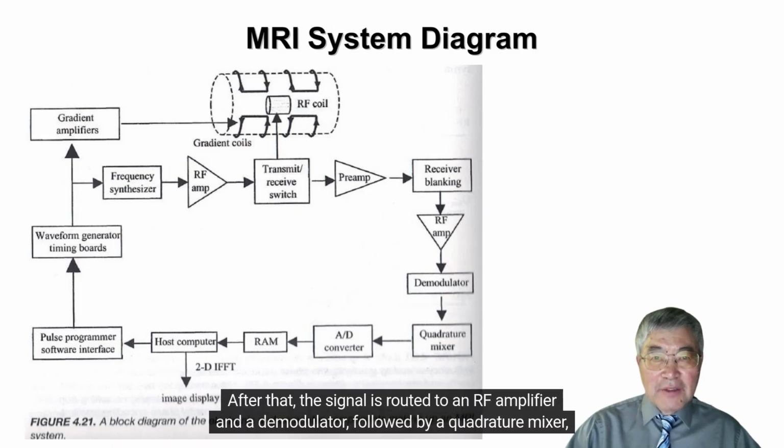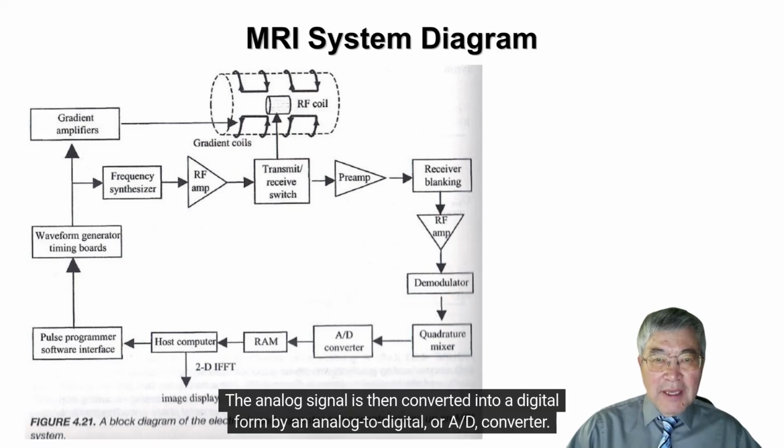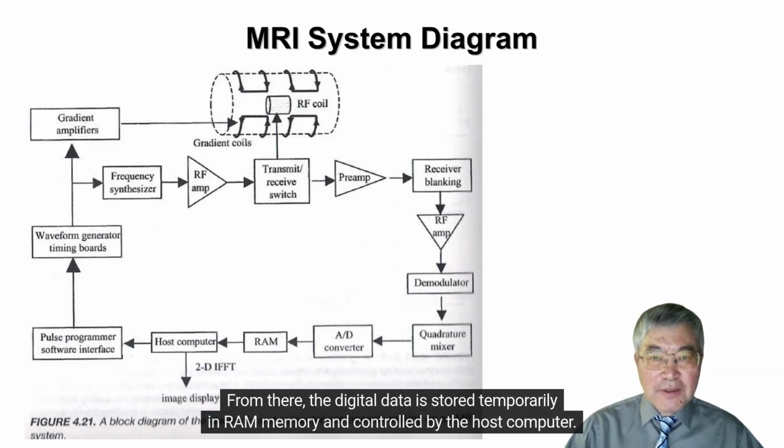After that, the signal is routed to an RF amplifier and a demodulator, followed by a quadrature mixer, which separates the signal into its real and imaginary components. These components represent the complex valued MRI signal. The analog signal is then converted into a digital form by an analog to digital, or AD, converter. From there, the digital data is stored temporarily in RAM memory and controlled by the host computer.